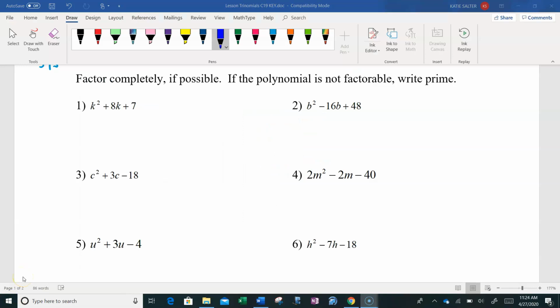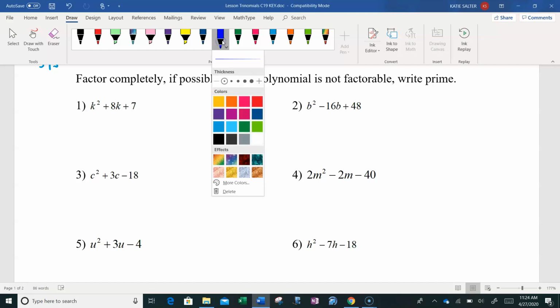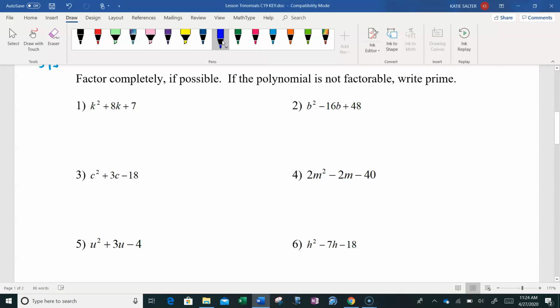Okay, so let's look at another example here. So again, the first thing we want to look for is, do all of these terms have something in common other than 1? K squared, 8k, and 7. They do not. So the next step is we're going to say 1 times 7. And 1 times 7 would give us positive 7. So we are looking for the factors that multiply to positive 7, but then add to positive 8. So what two numbers multiply to 7 and add to 8?